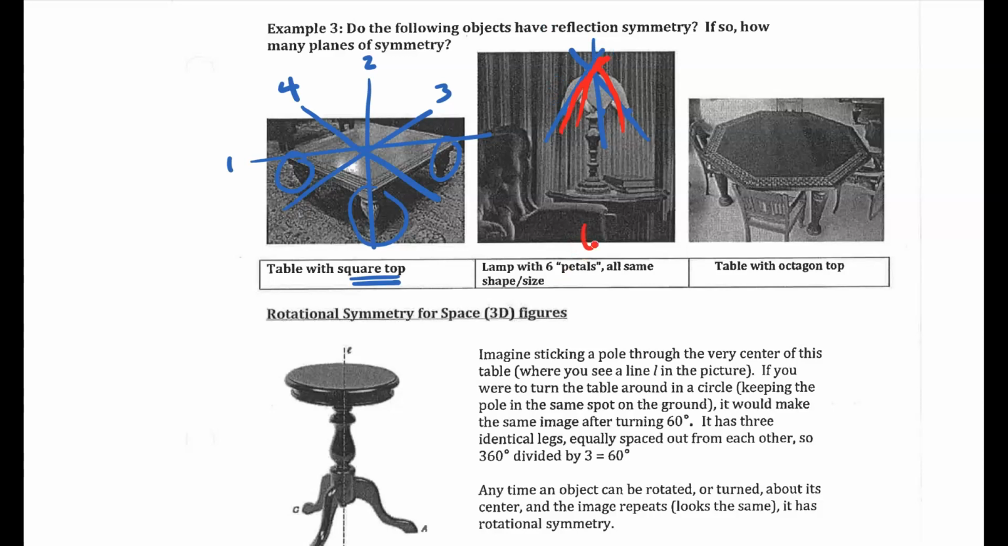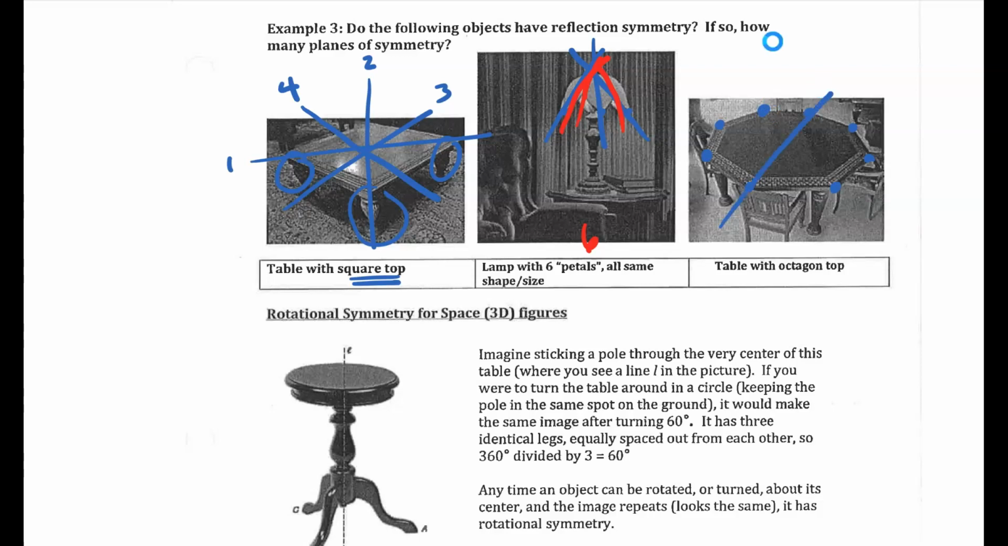So I would say there's 6 for this one. And then last, this one, it has an octagon top, or it's octagonal. So it looks like, just like with the flat octagon, if we identify all of the vertices, we should have a plane of symmetry through each of the vertices.